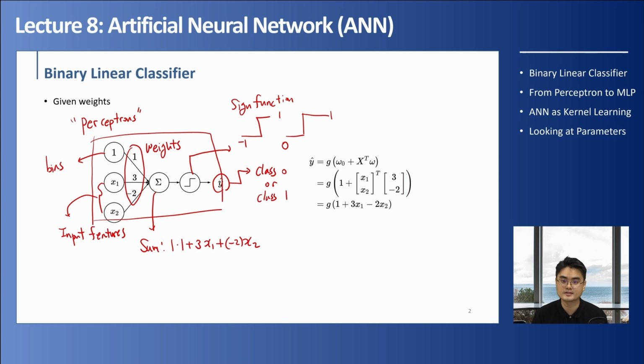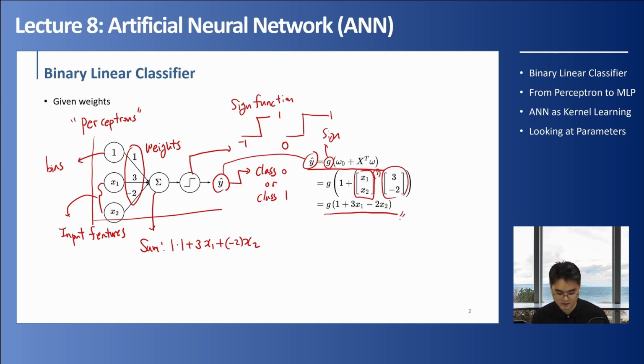If we write this process into an equation, we can write it like this. Y hat equals g, where g is our sign function. And here, w0 is our bias, the weight connected to our bias. So here, it's simply 1. And x transpose is our input features, so here we get x1 and x2 transpose. And w here is the weight vector, so 3 and minus 2 here is multiplied. So this will be a function that does binary classification.